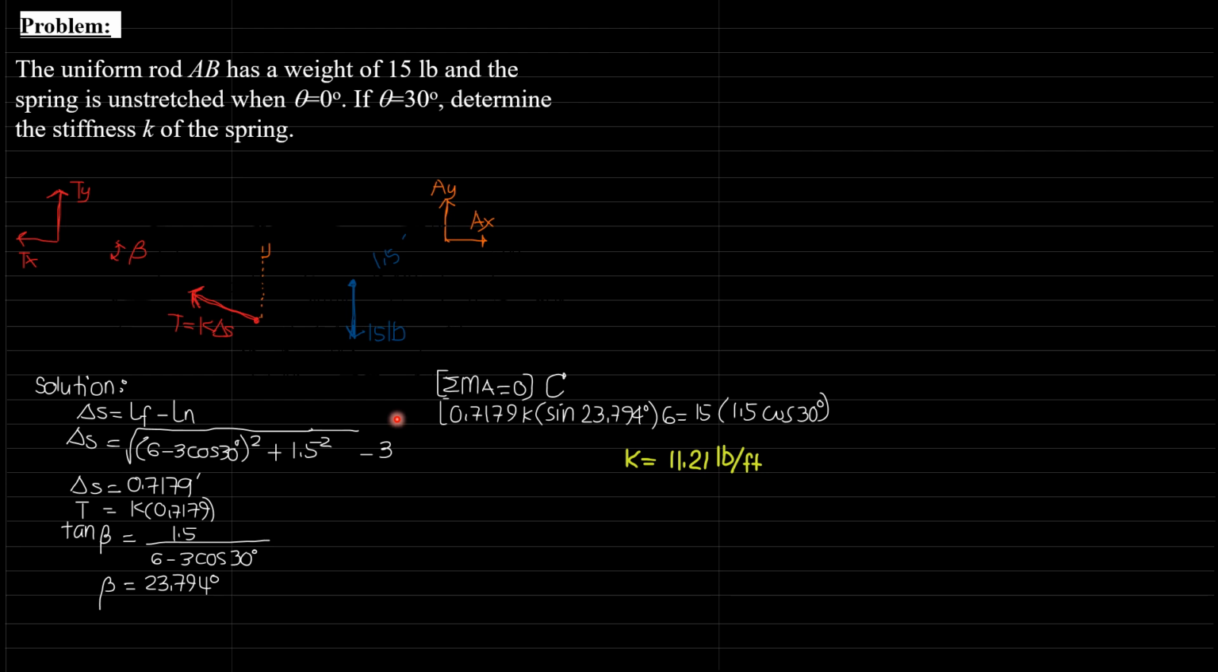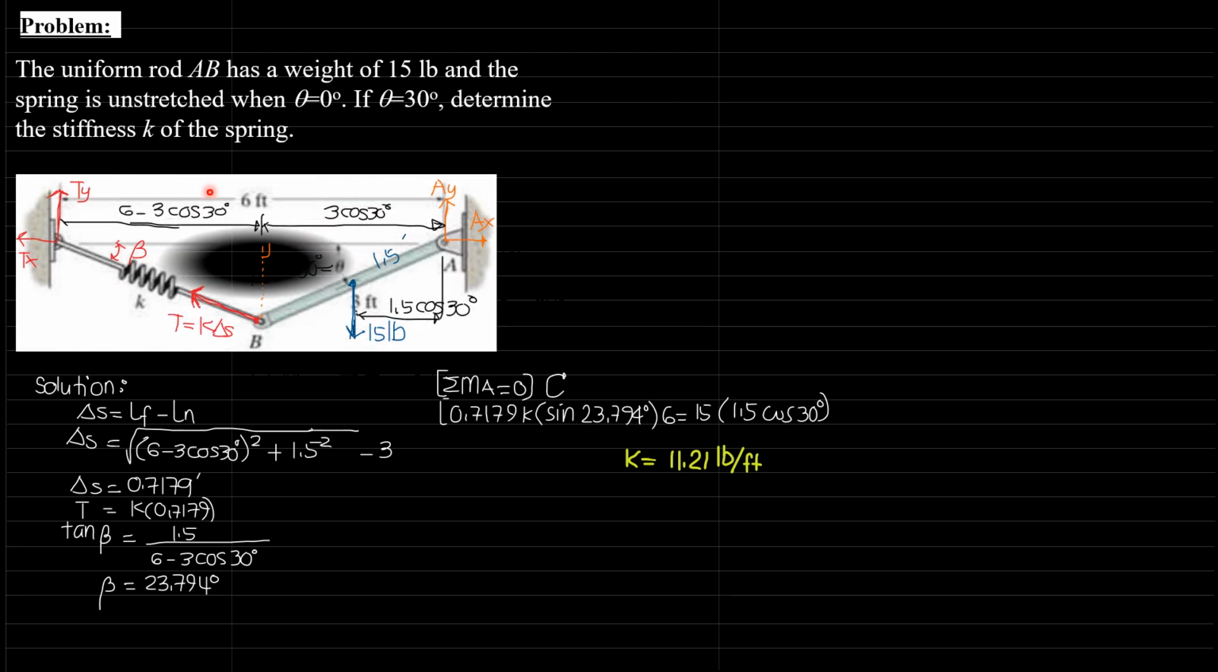The uniform rod AB has a weight of 15 pounds and the spring is unstretched when theta is 0 degrees. If theta is 30 degrees, determine the stiffness K of the spring. So here is the figure. This is the original figure. I just drew the free body diagram.